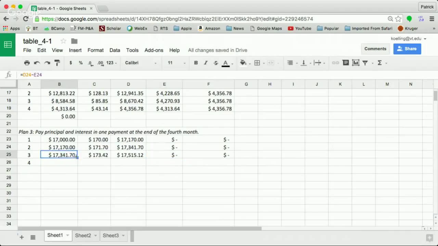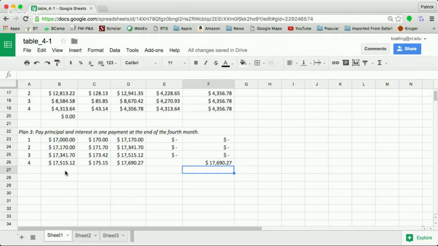In the beginning of month 4, we owe $17,515.12. The interest on that is $175.15, and we owe at the end of the 4th month $17,690.27, and we will pay that. We're going to pay off everything we owe. We'll pay $17,690.27, and there you go. And then we will owe nothing.